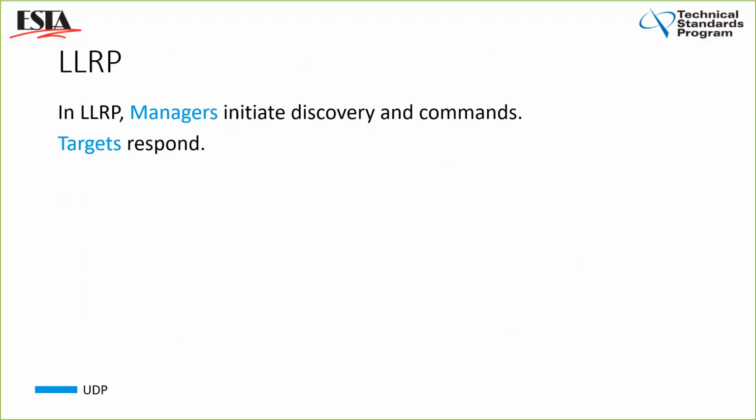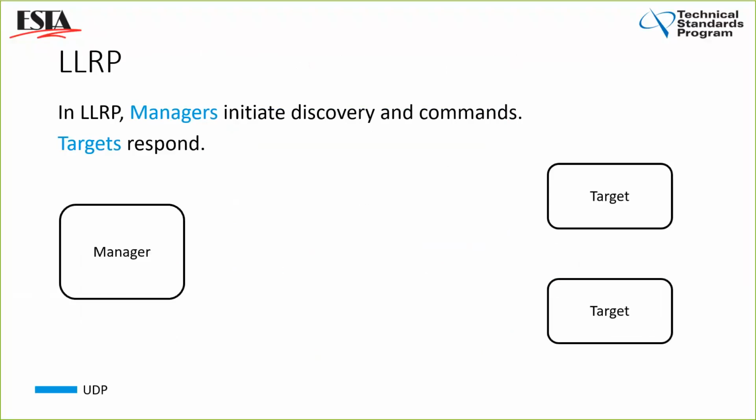In LLRP, devices that initiate discovery and send commands are called managers, and things that receive commands and send responses are called targets. And the only reason for this different nomenclature is just to avoid a bunch of overloaded words with RDMnet communication and make it clear when you're talking about LLRP and when you're talking about RDMnet. But the concepts are really quite similar to controllers and devices. A manager is analogous to a controller, and a target is analogous to a device.